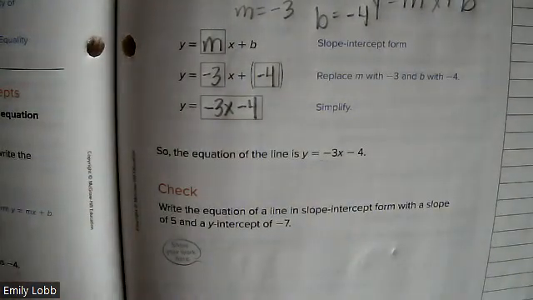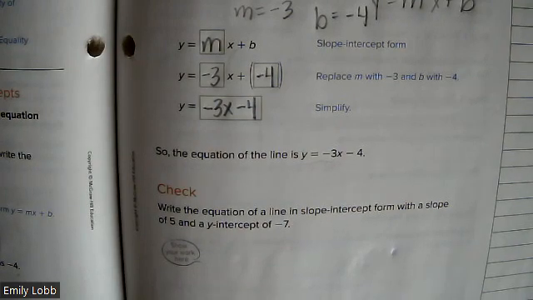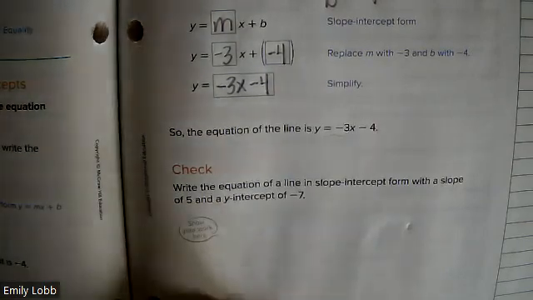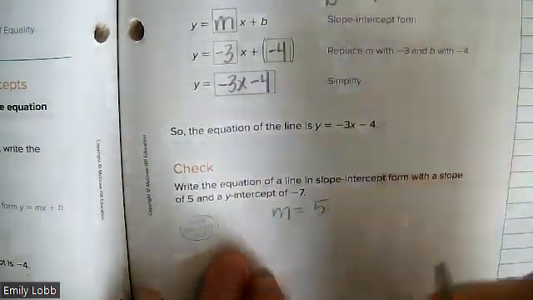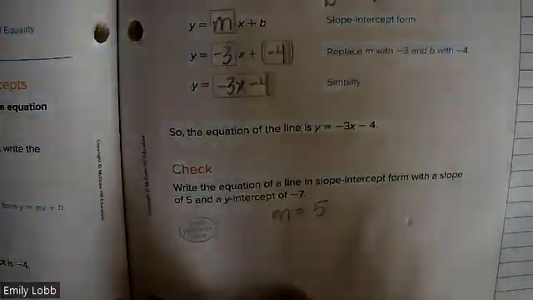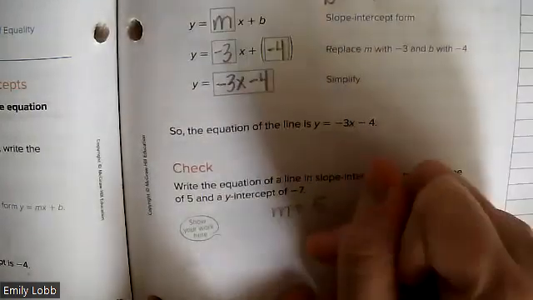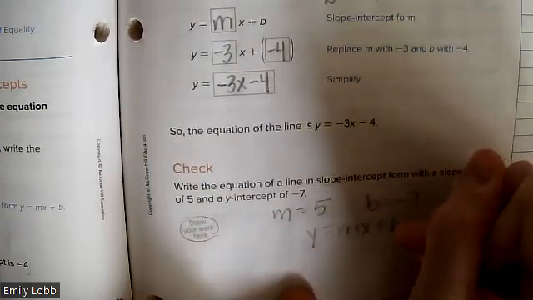What's nice about this is it always gives us our answer, right? But you need to figure out how to get there. In our text, they always give us the answers, yes, in our examples. Now write the equation of a line in slope-intercept form with a slope of 5, so m equals 5, and a y-intercept of -7, so b equals -7. Write it in the form y equals mx plus b.